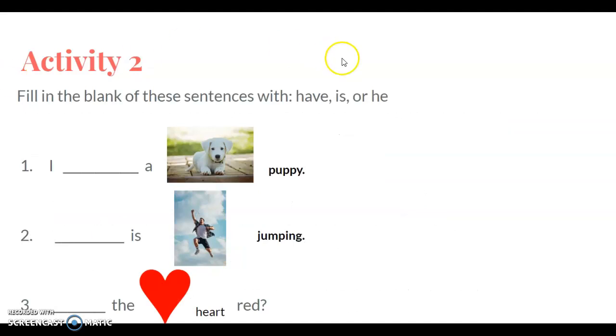Here are your sentences. So once again, you're going to fill in the blank of the sentences with have, is, or he. So number 1 says, I blank a puppy. Isn't that a cute picture of a puppy? I love that picture. Number 2, blank is jumping. Number 3, blank the heart red. So you're going to choose these words to finish your sentence, either have, is, or he.